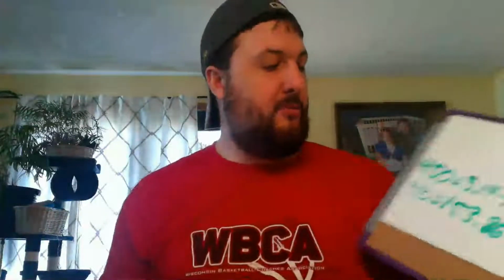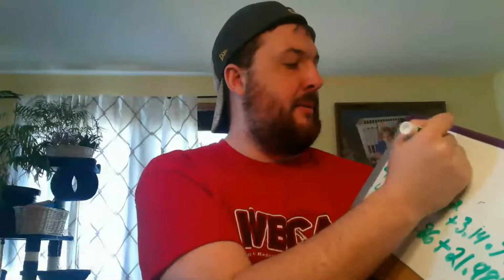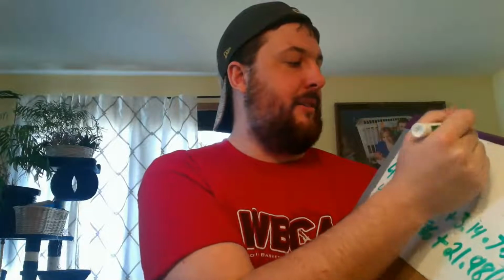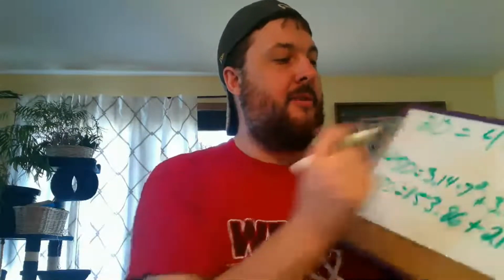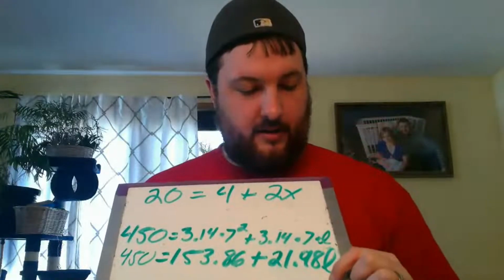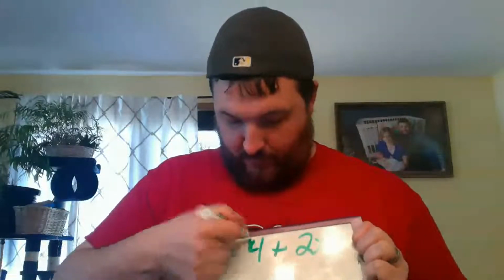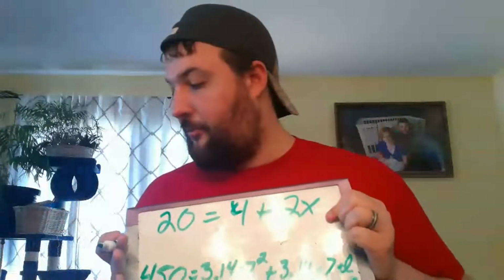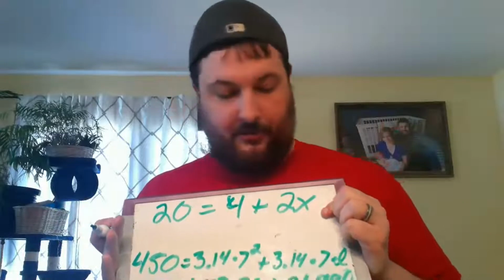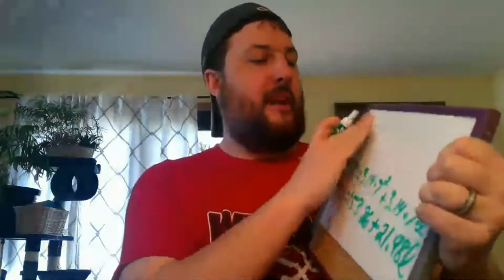Now this is really like a problem from algebra. Say I have 20 equals 4 plus 2x, right? To get the L, we're going to do the same steps we would to solve for x in this problem. You would subtract 4, then divide by 2. We're going to do the same exact thing.